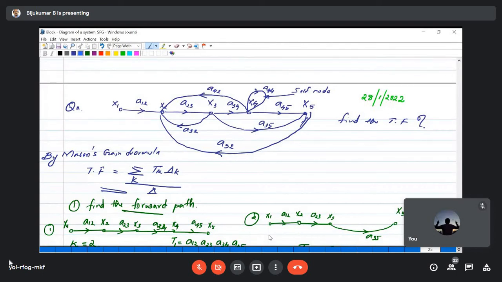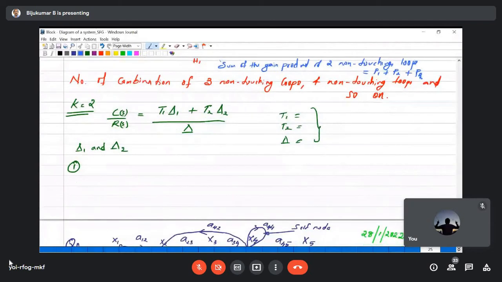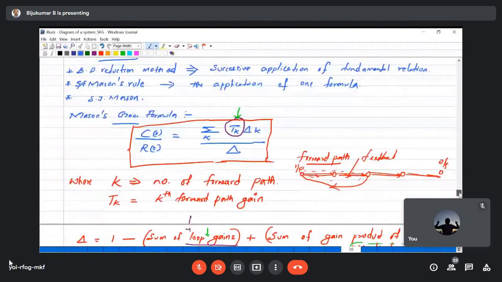Yesterday we have seen how to obtain the transfer function using signal flow graph, right? So the basic fundamental equation is using one formula we can obtain the transfer function, right?